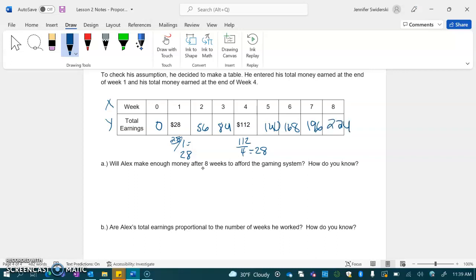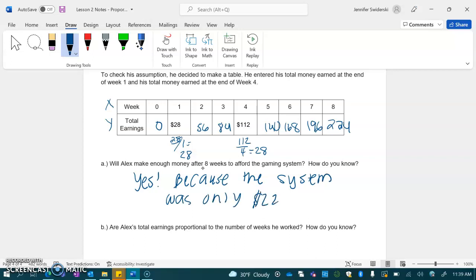Now remember, his gaming system was $220. So it says, will Alex make enough money after 8 weeks to afford the system? How do you know? Yes, because the system was only $220 and he has $224.